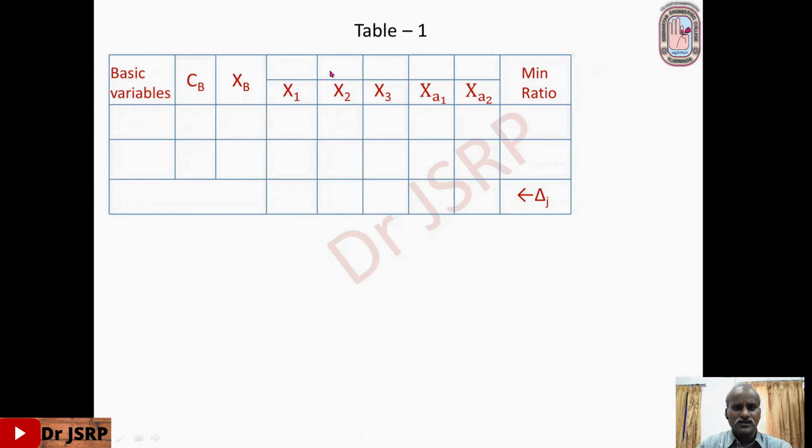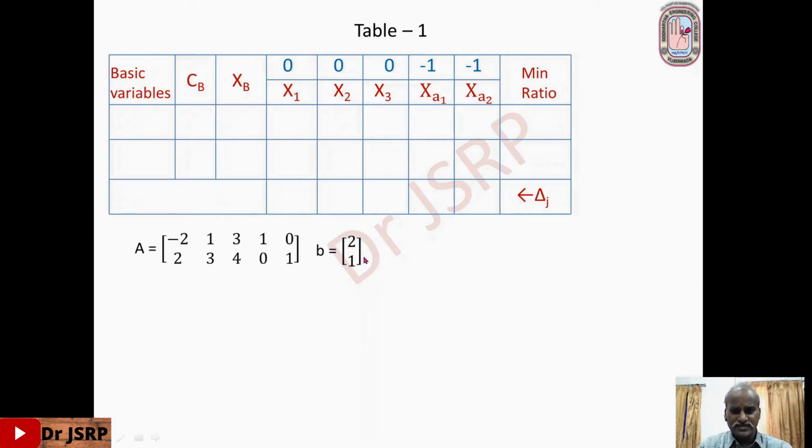Now here write the cost of each variable. In phase 1, we assign a cost 0 to all variables except artificial variables. So here cost 0, cost 0, cost 0. For artificial variables, we assign cost -1. Here cost -1, -1.